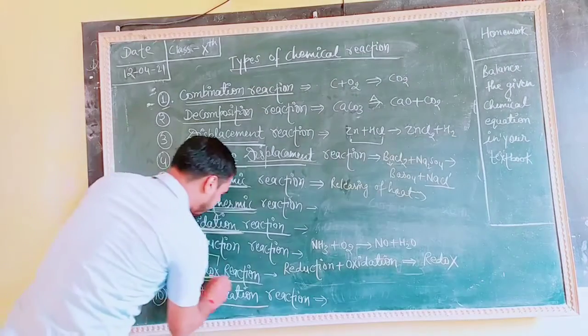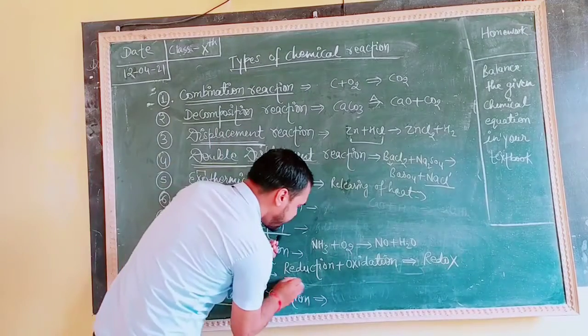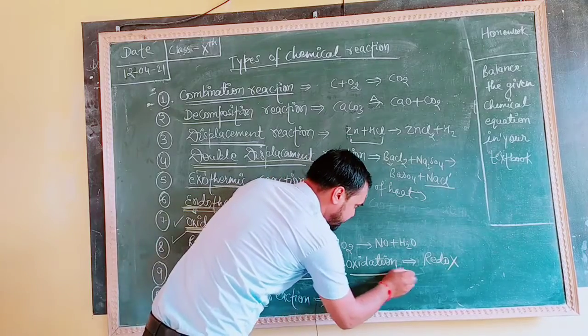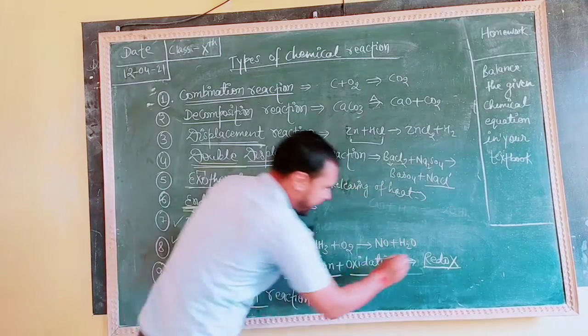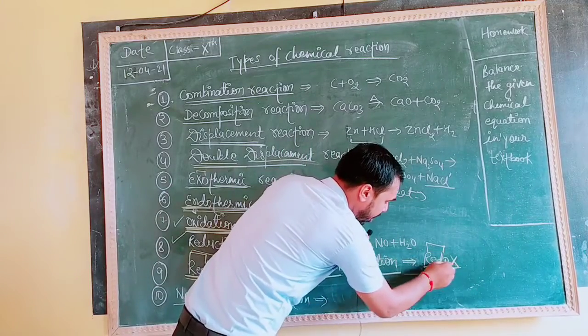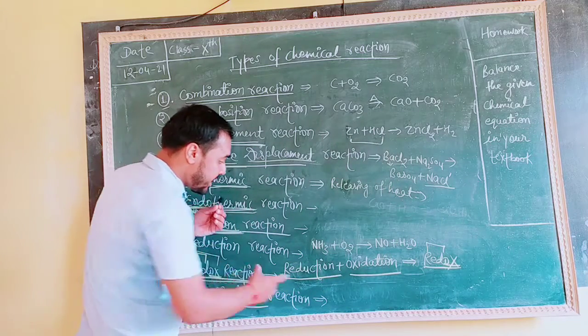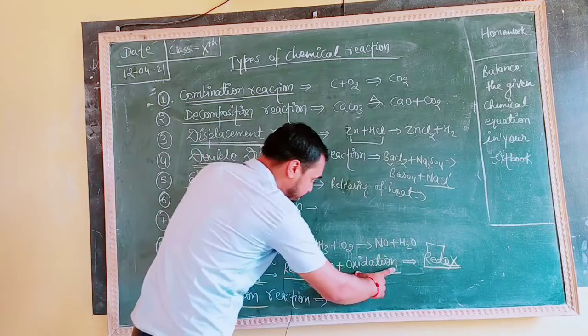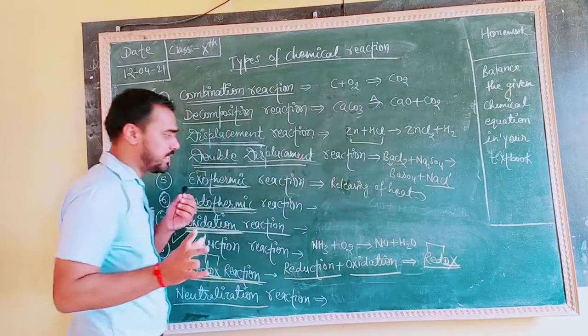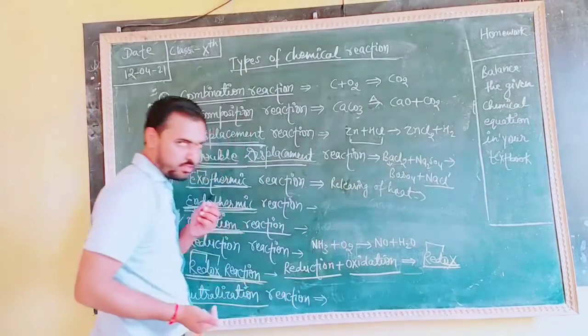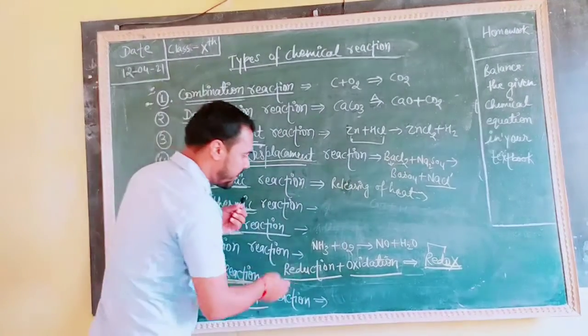Redox reaction is our next topic. So here I have written reduction and oxidation, that forms redox. Red means reduction, ox means oxidation. Means simply we can say that the reaction in which reduction and oxidation both take place simultaneously, that is known as redox reaction. Okay. So here I have written the example.